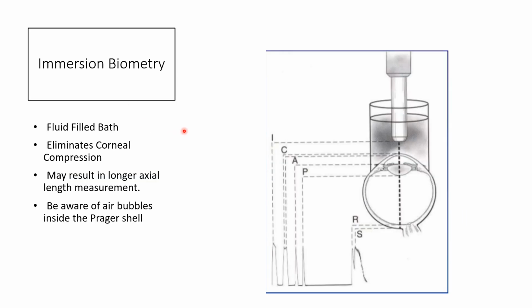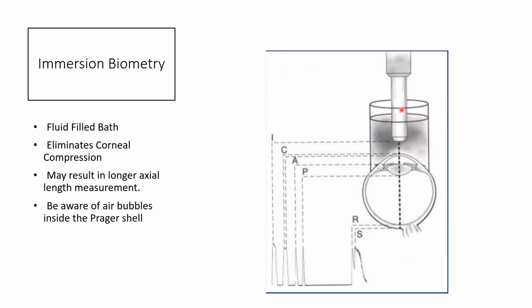We mentioned immersion biometry. What is immersion biometry? In immersion biometry, your probe does not touch the cornea. Therefore, there is almost no chance of indenting the cornea, compressing the cornea. The probe comes in contact with a fluid-filled bath. This is often called a shell. Some companies call it a Prager shell. And that Prager shell is filled with BSS or fluid, and the probe comes in contact with that fluid.